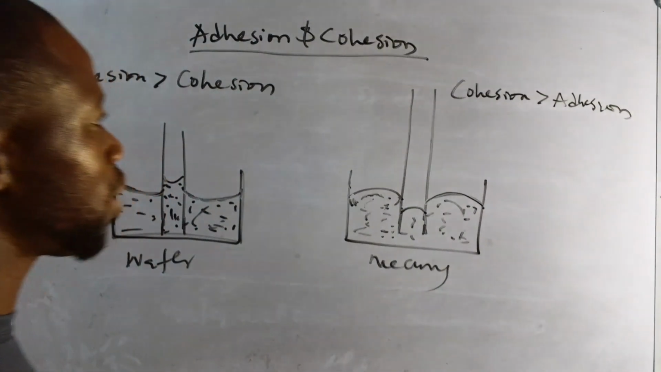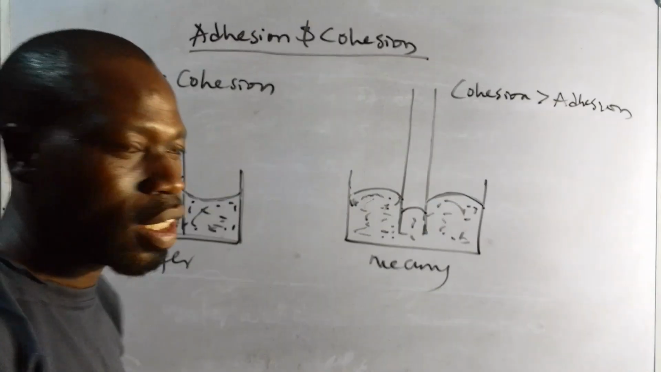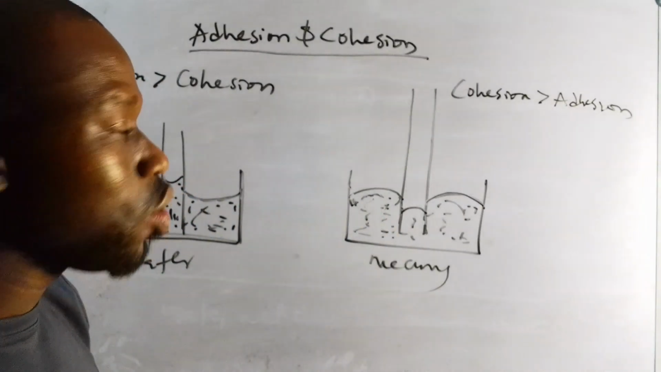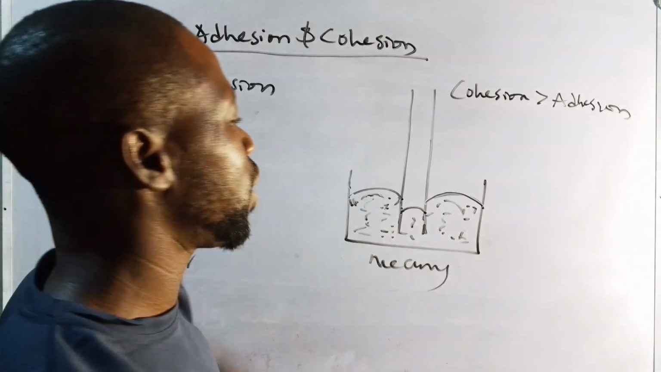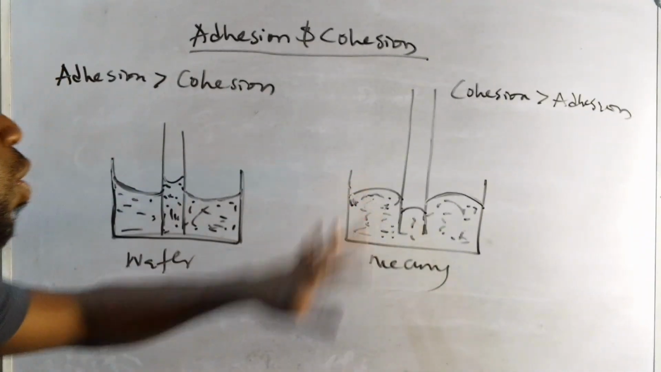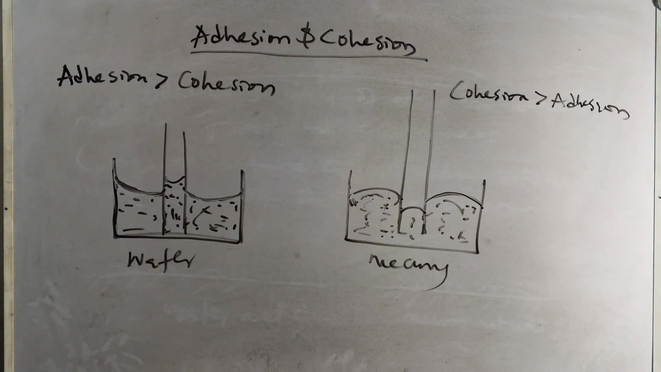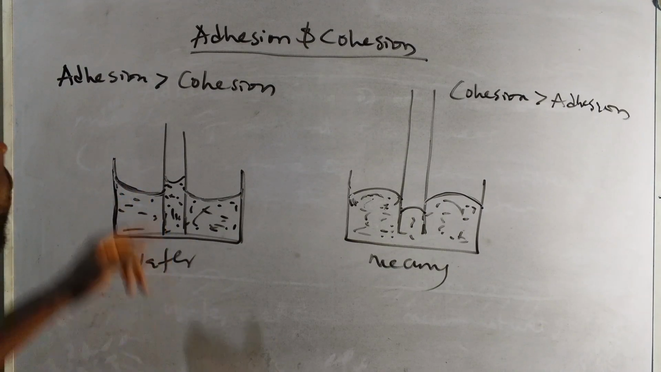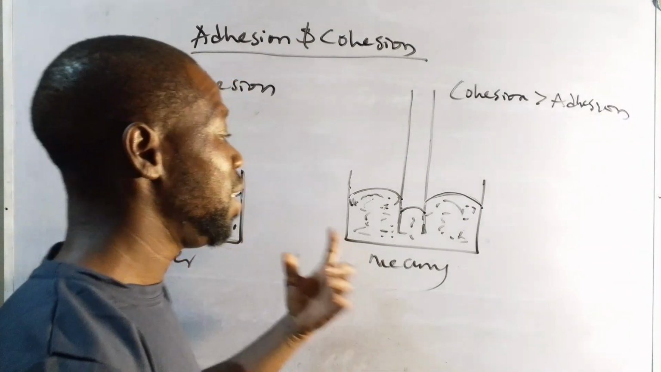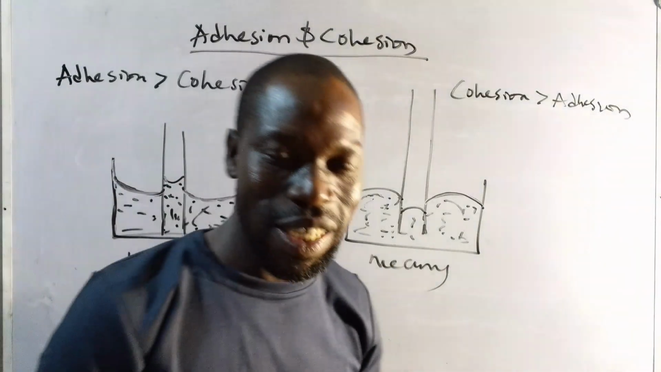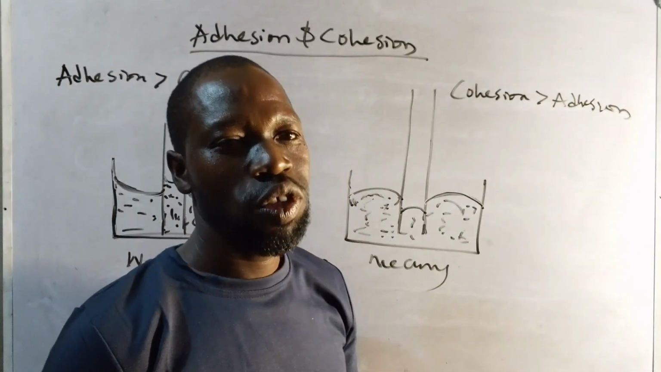That's it. So in mercury, the force of attraction between its own molecules is greater than the force of attraction between the mercury and glass or the container. For water, the force of attraction between the water and the glass or container is greater than the force of attraction between water and itself. And this is the same reason why water wets glass and mercury does not wet glass.